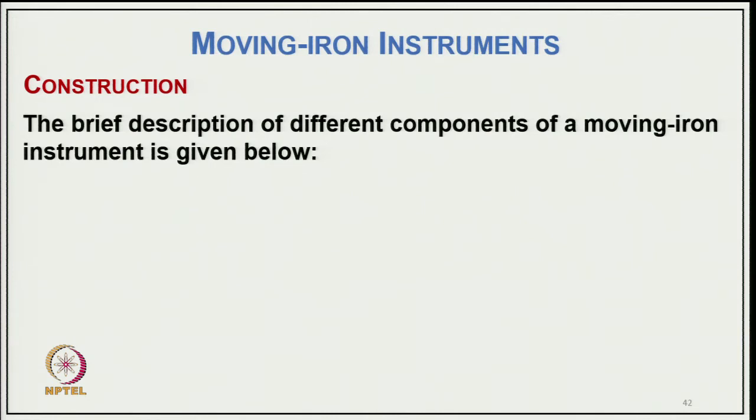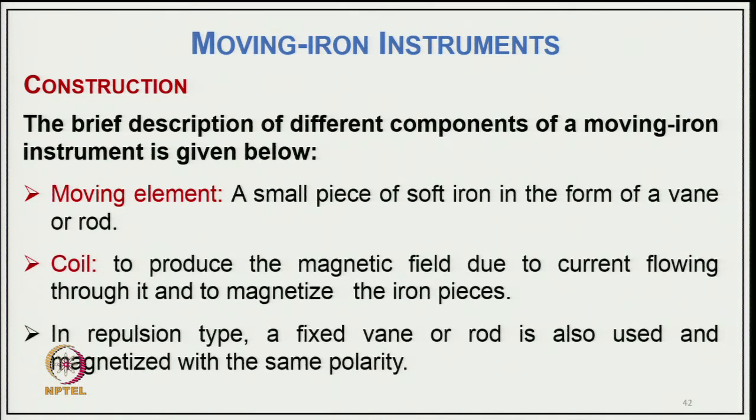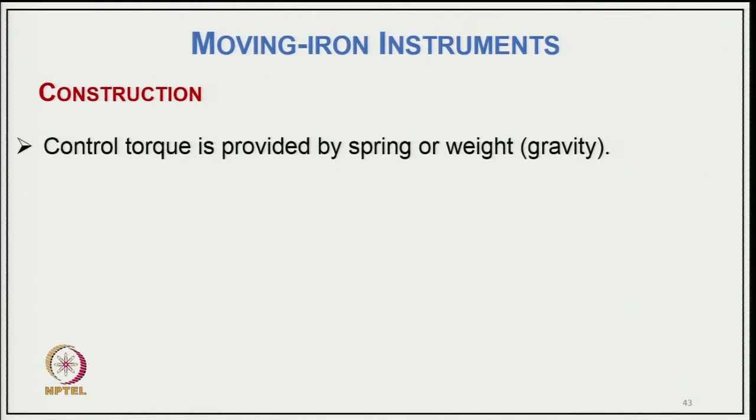Now, coming to the construction of a moving iron instrument. A brief description of the different components is given here. Coming to the moving element, a small piece of soft iron in the form of a vane or rod is used. A coil is used to produce the magnetic field due to the current flowing through it, and this magnetizes the iron pieces. In the repulsion type, a fixed vane or rod is also used and magnetized with the same polarity.